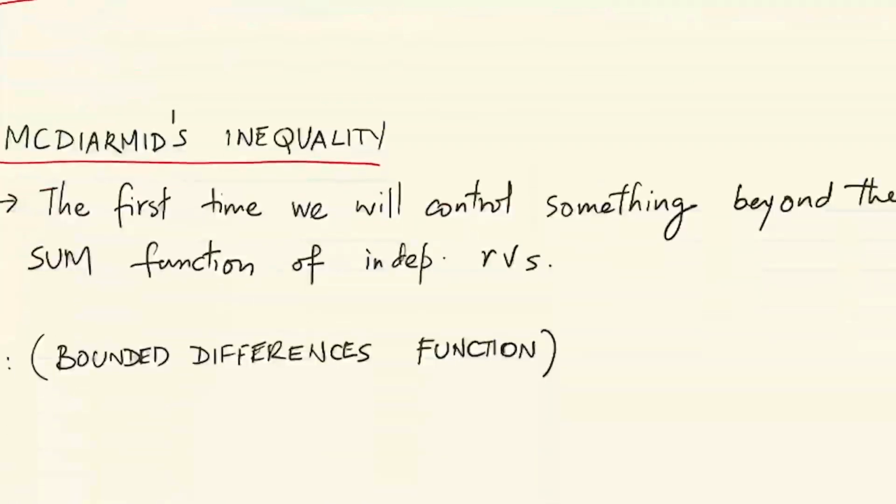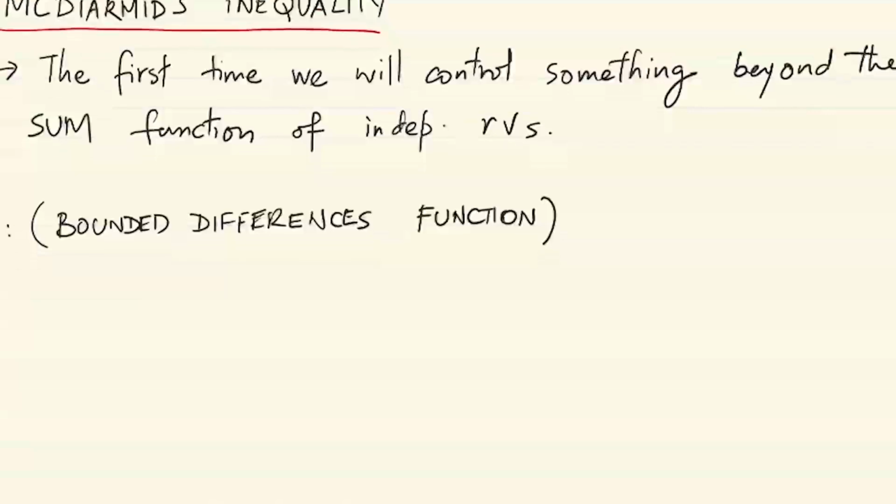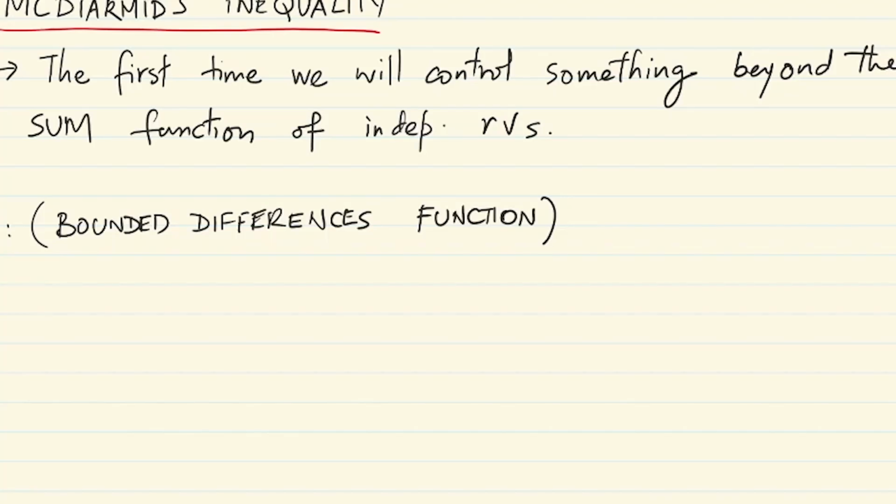Okay, so we come to the second part of this lecture, in which we will show a very powerful inequality called McDiarmid's inequality that will for the first time allow us to control functions other than the sum of independent random variables. So this will allow us to see for the first time how we can control something beyond the sum of independent random variables. So maybe more complicated functions of a bunch of independent quantities.